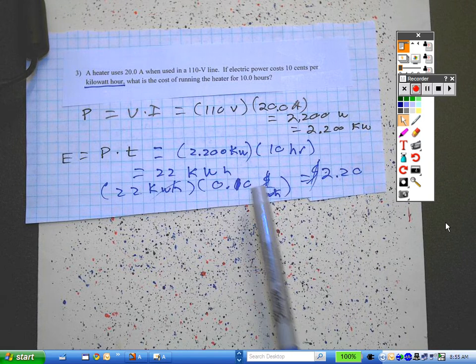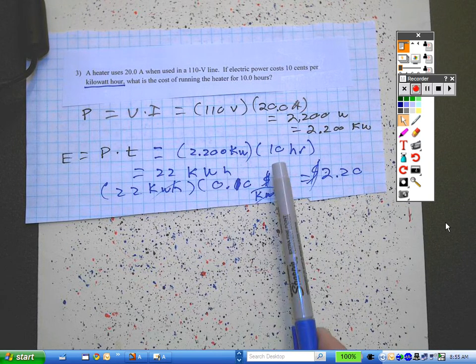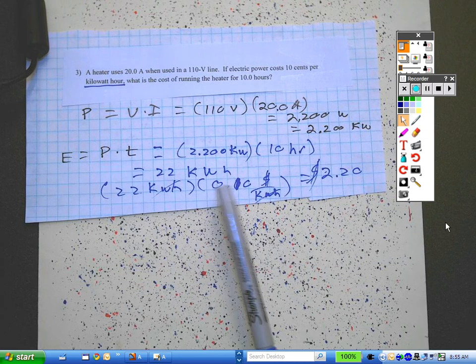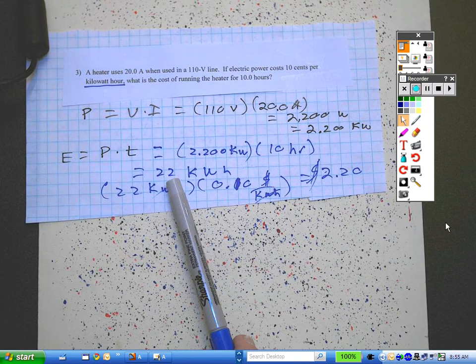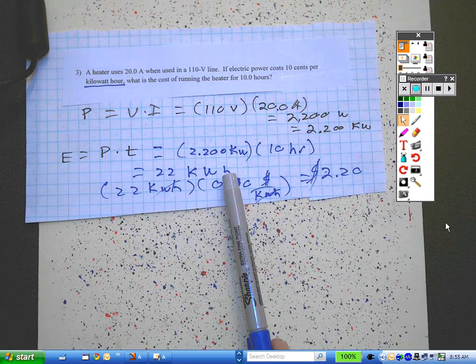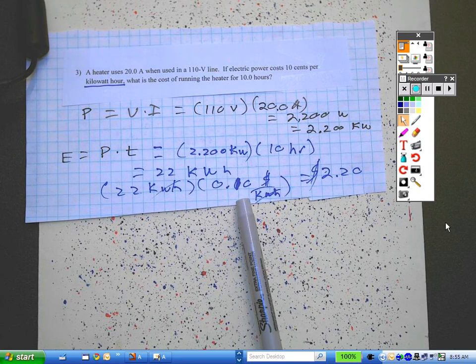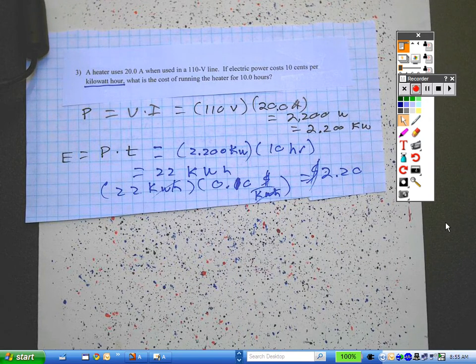If you multiply 2.2 kilowatts times 10 hours, according to E equals power times time, you will be using 22 kilowatt hours of energy at a rate of 10 cents a kilowatt hour. That's $2.20 that it costs to run that.